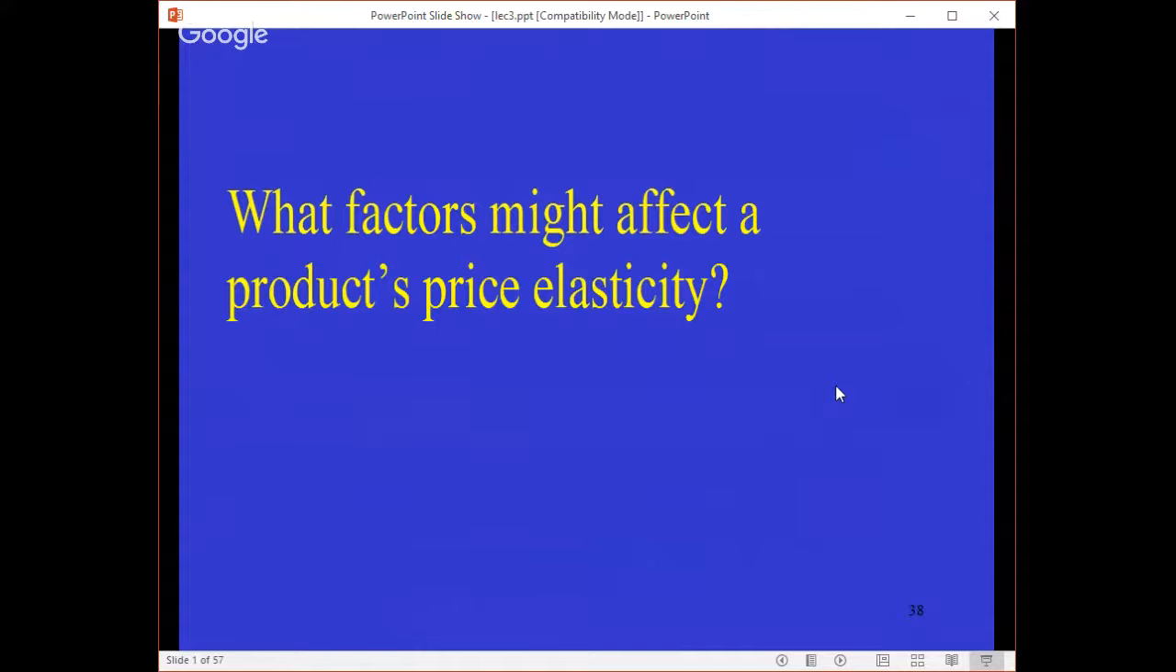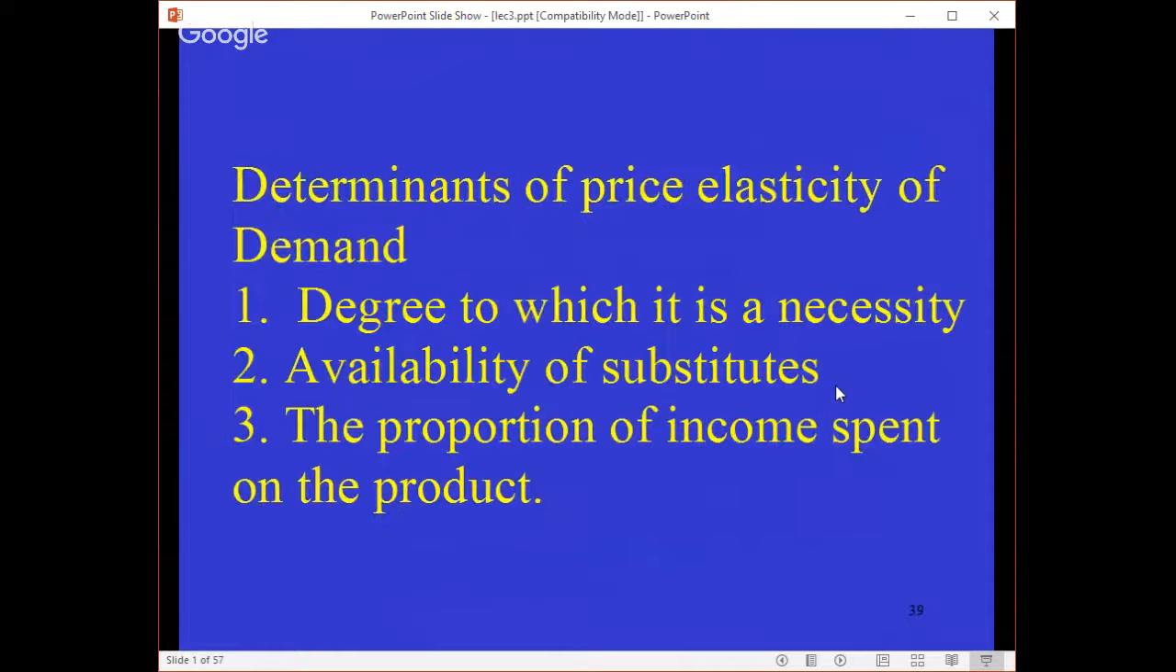What factors might affect a product's price elasticity? That was one: whether there are substitutes. Perfect, that's number one. Number two is the degree to which it's a necessity. We talked about water and heat. Those are definitely elastic at some point, but we usually don't treat them as elastic. Number three, the proportion of income spent on the product. How much of my income am I spending on it? If I'm not spending a heck of a whole lot on it, then after the price increases I'm still not spending a heck of a whole lot.